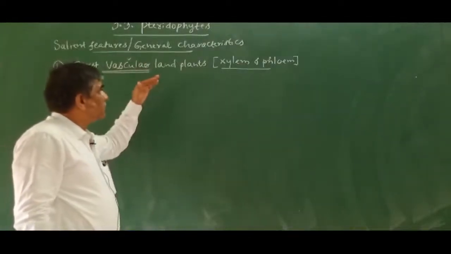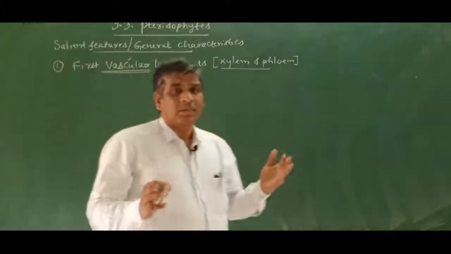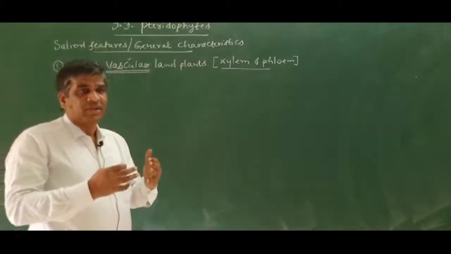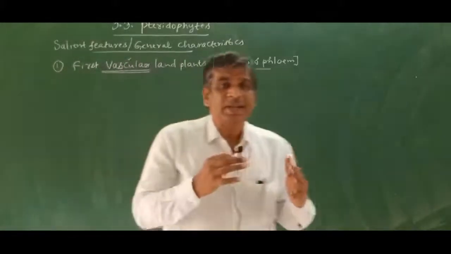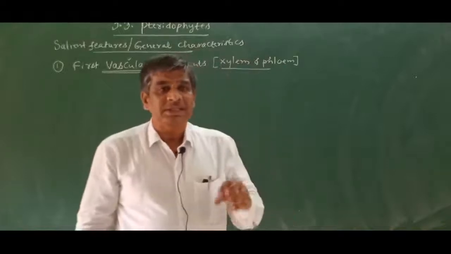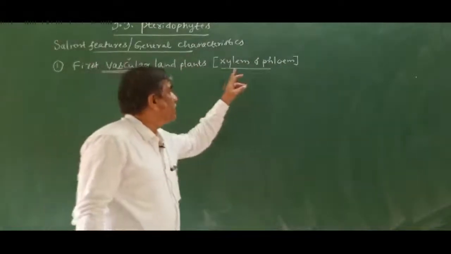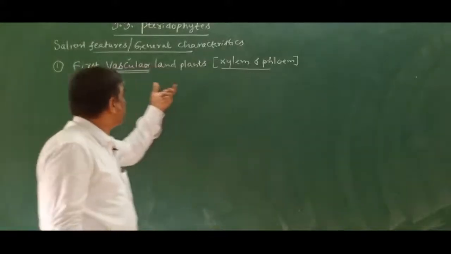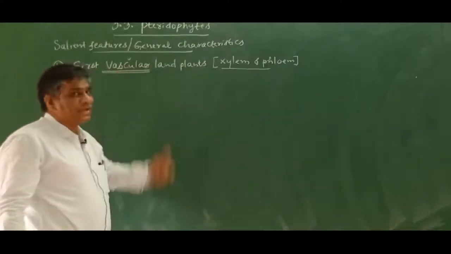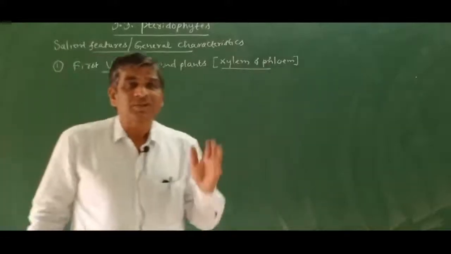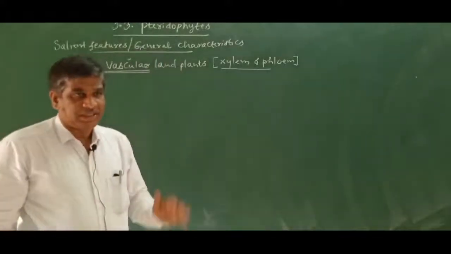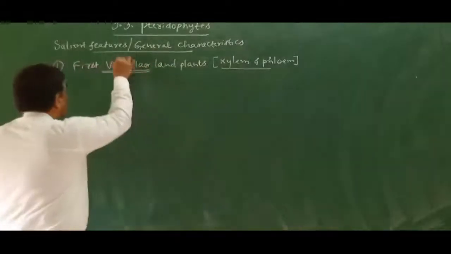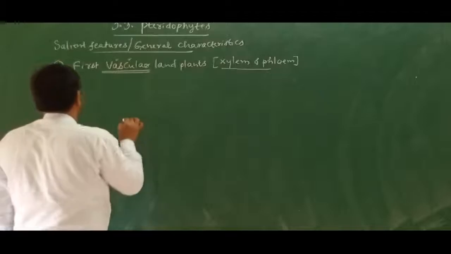If you think of the previous divisions, that is bryophytes and algae, those plants are non-vascular plants since they do not have xylem and phloem tissues in them. These two tissues have developed for the first time in these plants, therefore they are called the first vascular land plants. Since they grow on land, they are called land plants. So I hope you are clear with this.